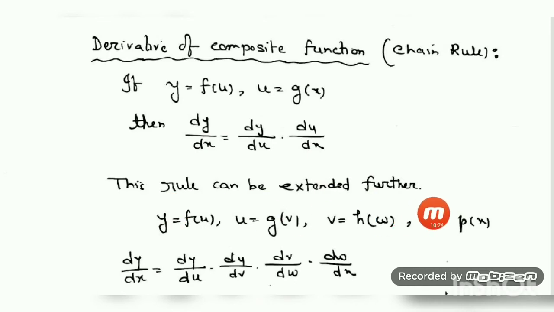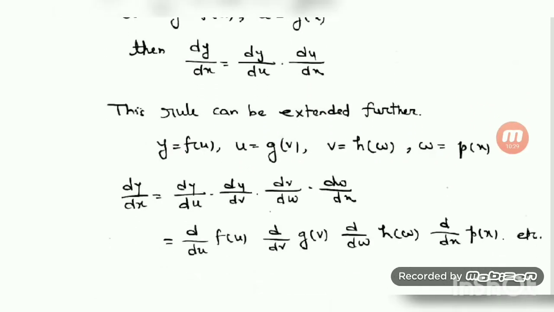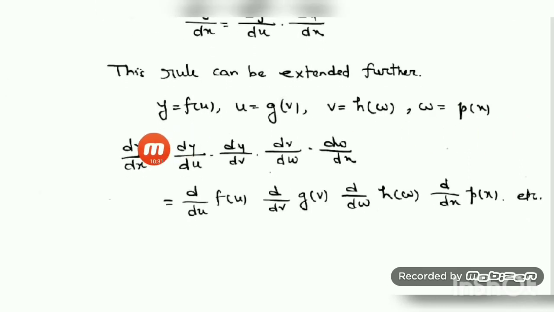This rule can be extended further. That means for more than 2 functions also we can do this chain rule. So here I have taken y is a function of u, u is a function of v, v is a function of w, w is a function of x. Then if I want to find out the derivative of y with respect to x, you have to relate with all this. Then only we can do the derivative.